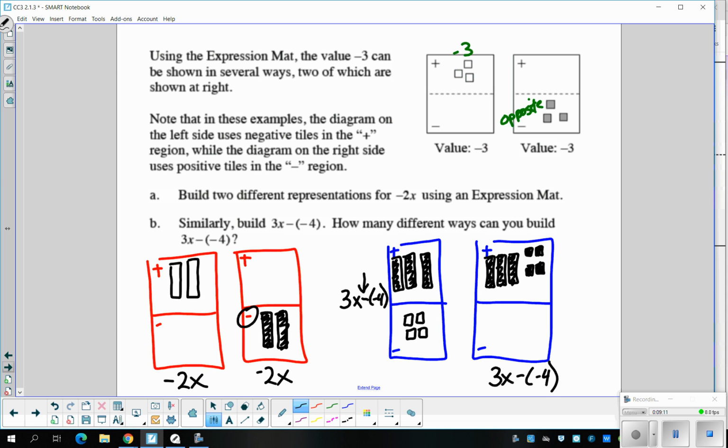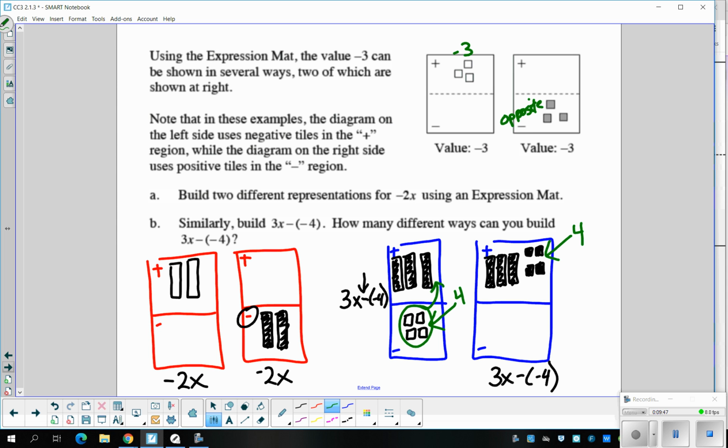Now this also brings up a point that I want to make sure you understand because we'll be doing this quite a bit. See how when I have 4 negatives in the opposite region and 4 positives up here, they're equal to the same thing. They both have a value of +4. If I take this entire pile of -4s and flip them up here, it's going to be equivalent to a +4.